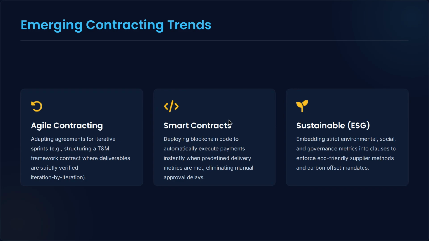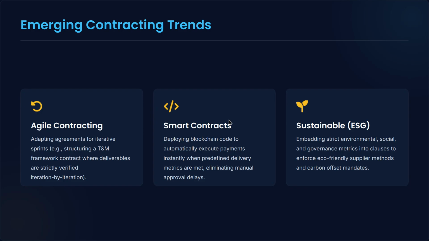Second, smart contracts are moving from theory to reality. Powered by blockchain technology, these contracts automatically release milestone payments the second verifiable criteria are met, eliminating weeks of billing paperwork and administrative overhead. Finally, there is sustainable contracting.